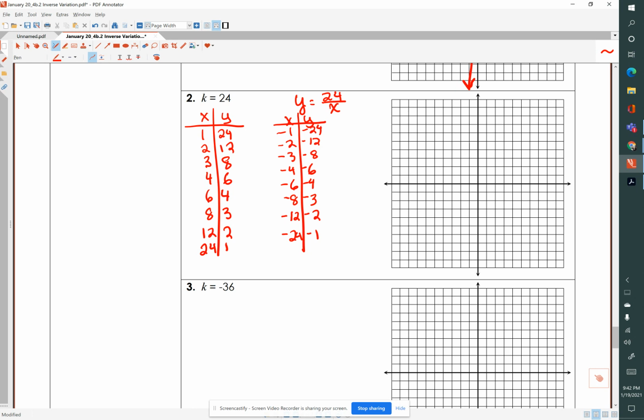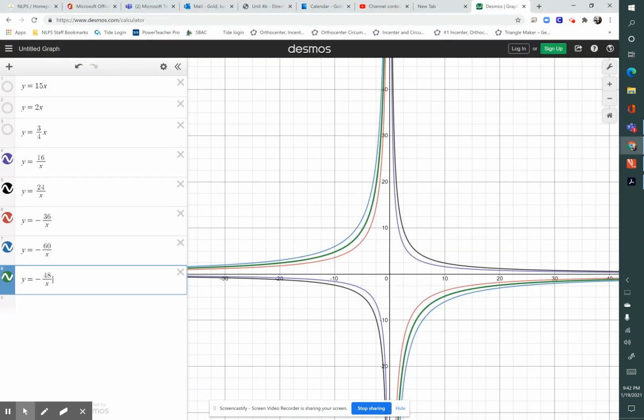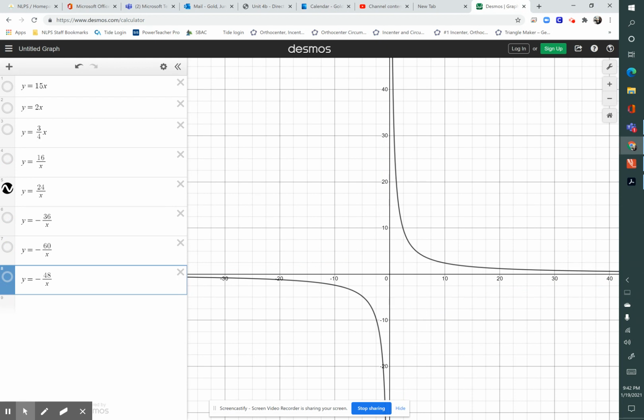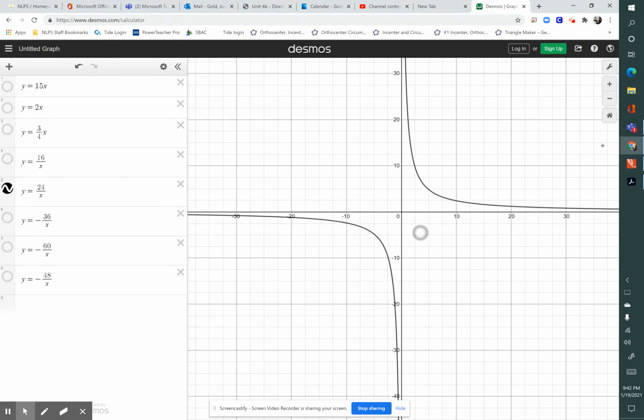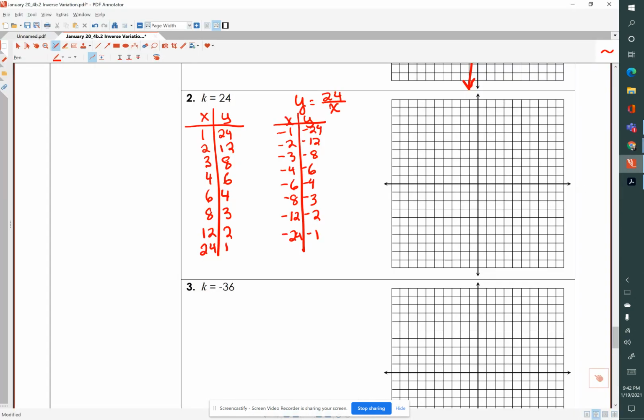So instead of plotting all these points, I've actually gone ahead and graphed this in Desmos. So let me turn off some of the other ones we're not looking at right now. And this is the graph, the black lines, the graph of y equals 24 divided by x. So it's similar to the graph we just did, which is y equals 16x. That's the purple graph that I just put up there. So we have the first two graphs that we just did there. So let's go back and let's finish our work.